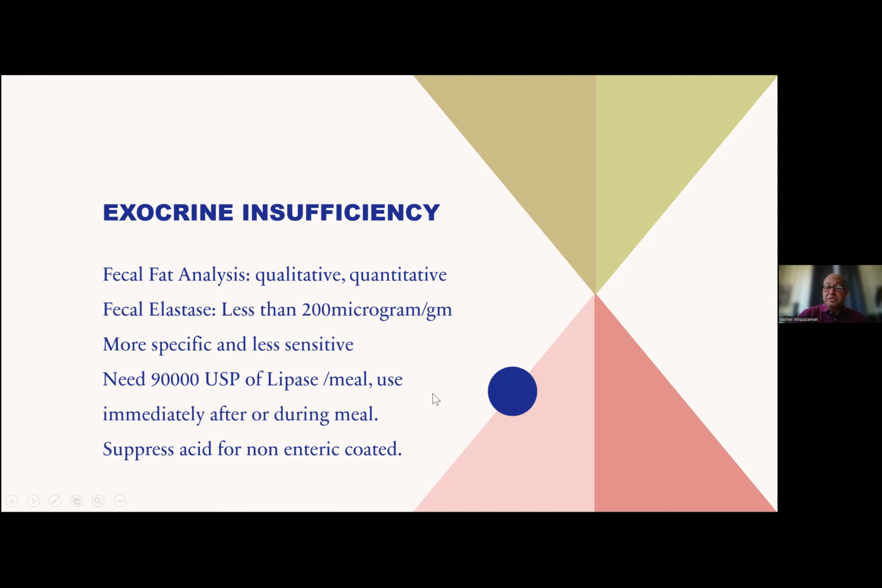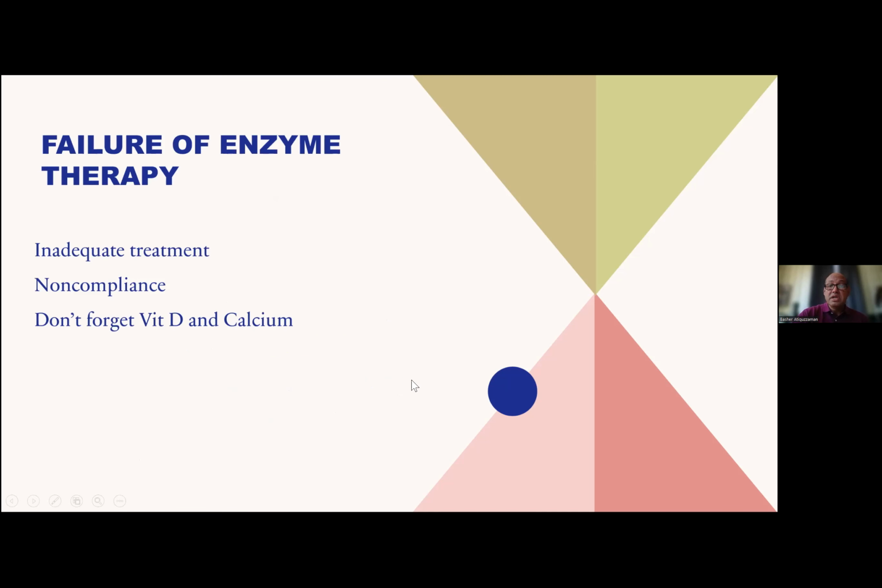Immediately or during the meal. If you don't give the enteric coated one, which is cheaper, then you have to give PPI or H2 receptor blocker to suppress the acid for that to work. And a lot of patients, 60% of patients, the enzyme doesn't work because they don't take it adequately. They're non-compliant. And when you give this treatment, don't forget to give vitamin D and calcium.